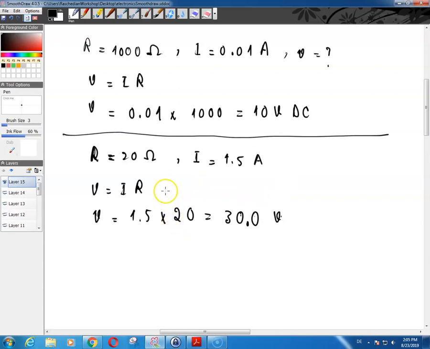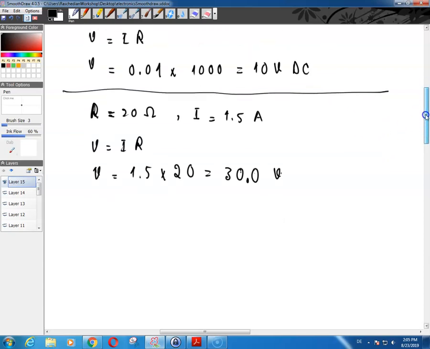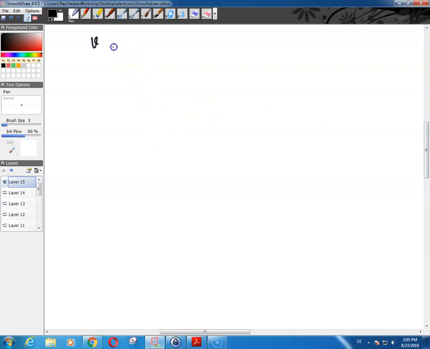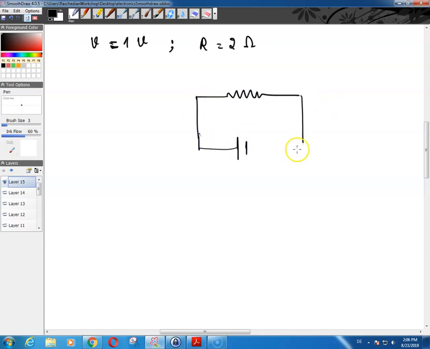And of course you can rearrange this formula in order to calculate anything else that you might need. For example, let's say that you have a voltage of 1 volt applied to a circuit, and your circuit is basically nothing but a 2 ohm resistor. So now you want to know what sort of current is going through this resistor. You're applying a voltage of 1 volt over here. Your resistor is 2 ohm. You want to know the current that is going through this circuit. What is your I?